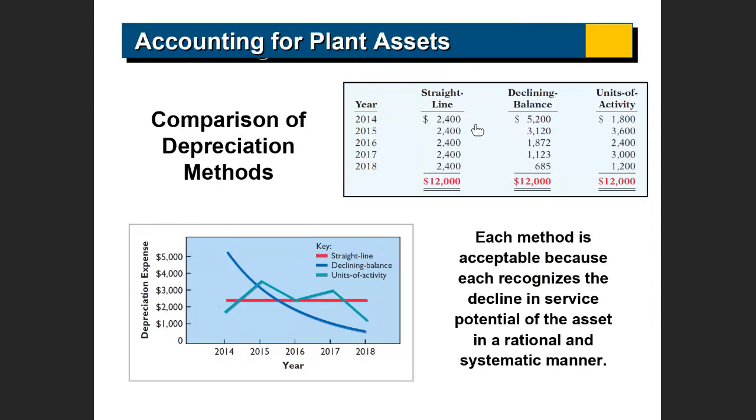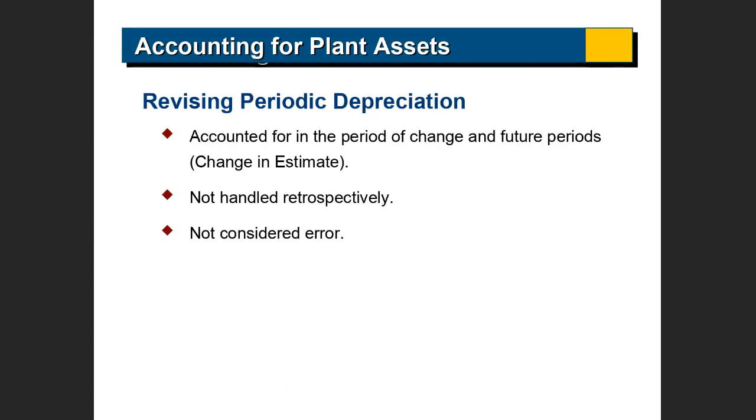If we compare the three, you see the depreciation varies among the 3 years. In the first year, it's 2,400. Double declining is 5,200. Units of activity is 1,800, and so forth. But at the end, it will be 12,000, right? All of them will go to 12,000. Just one little thing left about the depreciation, and that is accounting for a revised estimation.